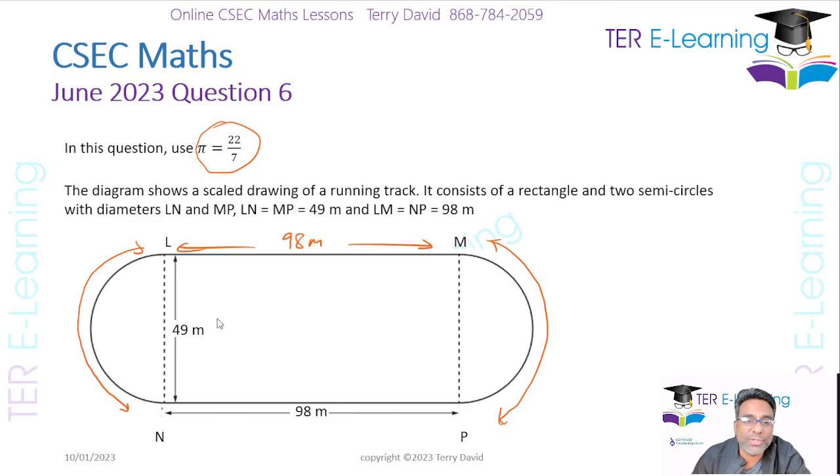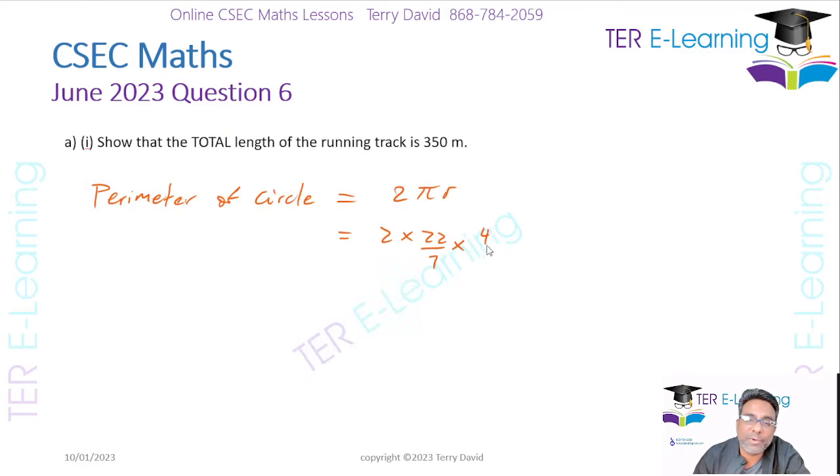Right, so what you're going to do, you need to know what the radius is. So the radius is going to be half of 49, right? So this is going to be 49 over 2, right? Now, what's going to happen is this 2 will cancel with this. This 7 could go into 49 7 times. So this is just going to be 22 multiplied by 7, and you're going to get 154. Right? So that gives me the two curved pieces.